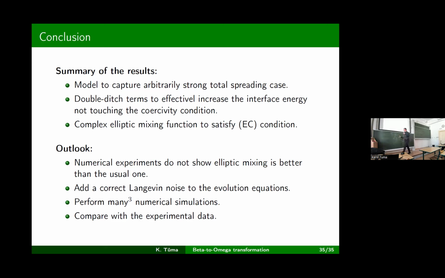That is why we need to add some new terms into the model. We call it the double ditch term, and using this double ditch term, we effectively increase the interface energy density gamma omega omega as much as we wish. This still satisfies the evolution consistency, which is what we wanted from the model. But it is somewhat relaxed. We want this evolution consistency to be satisfied only on the beta omega edges, not on omega omega. Whenever we have a point on an omega omega edge, we want to kick it away close to beta.